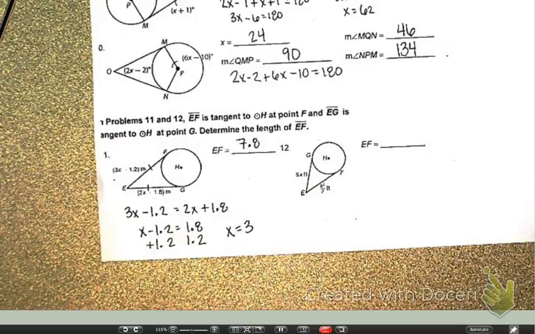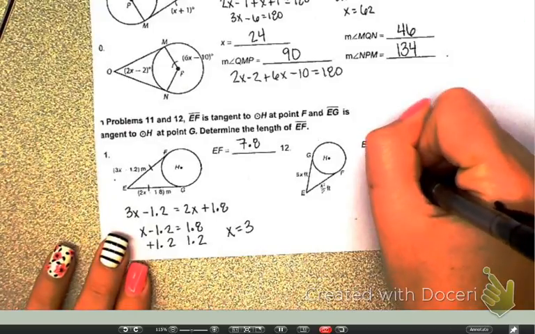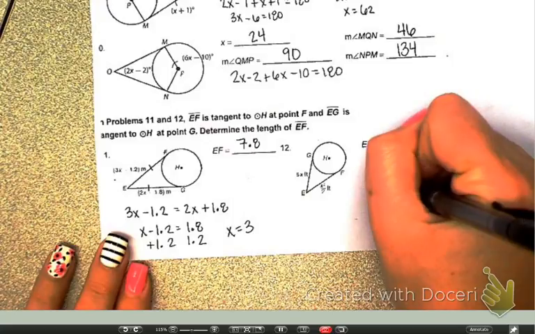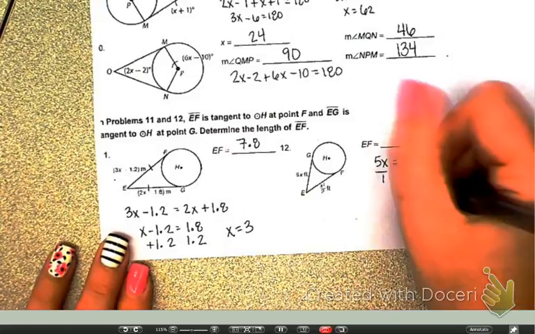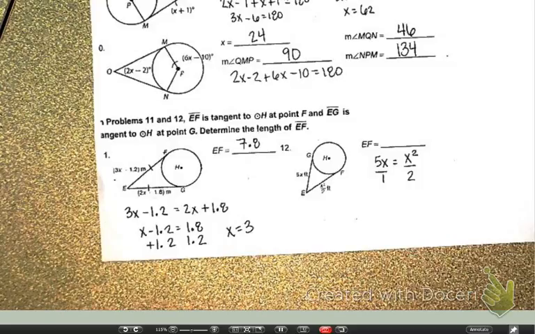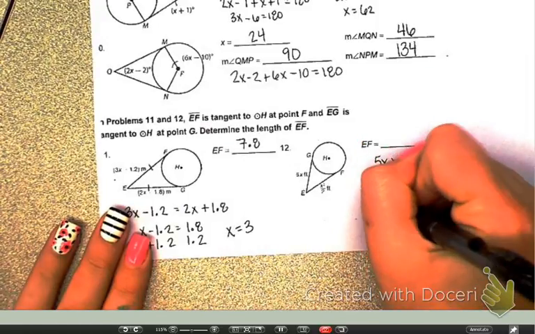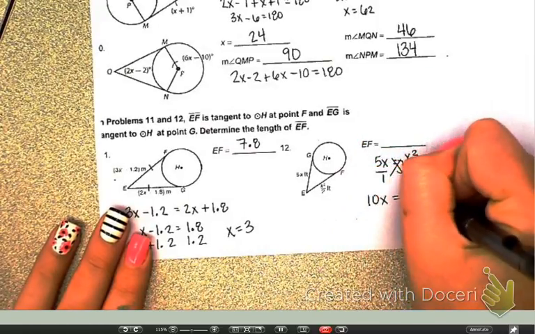All right, last one. Can someone help me set up an equation? 5x over 1 equals x squared over 2. I like that. And how would I solve that equation? Cross multiply. Good. So 10x equals x squared.